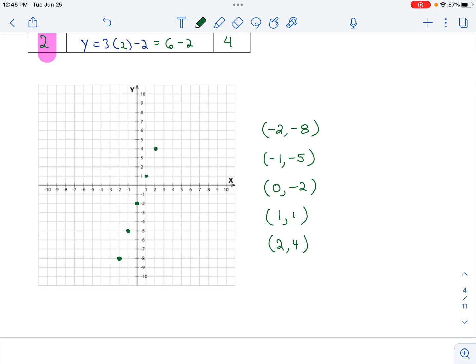Notice that these 5 ordered pairs form a line, so I'm going to draw a straight line through all 5 points. And I'm going to put arrows on each end of this line because this line extends indefinitely in either direction. And that is the graph of y is equal to 3x minus 2. And we are done.